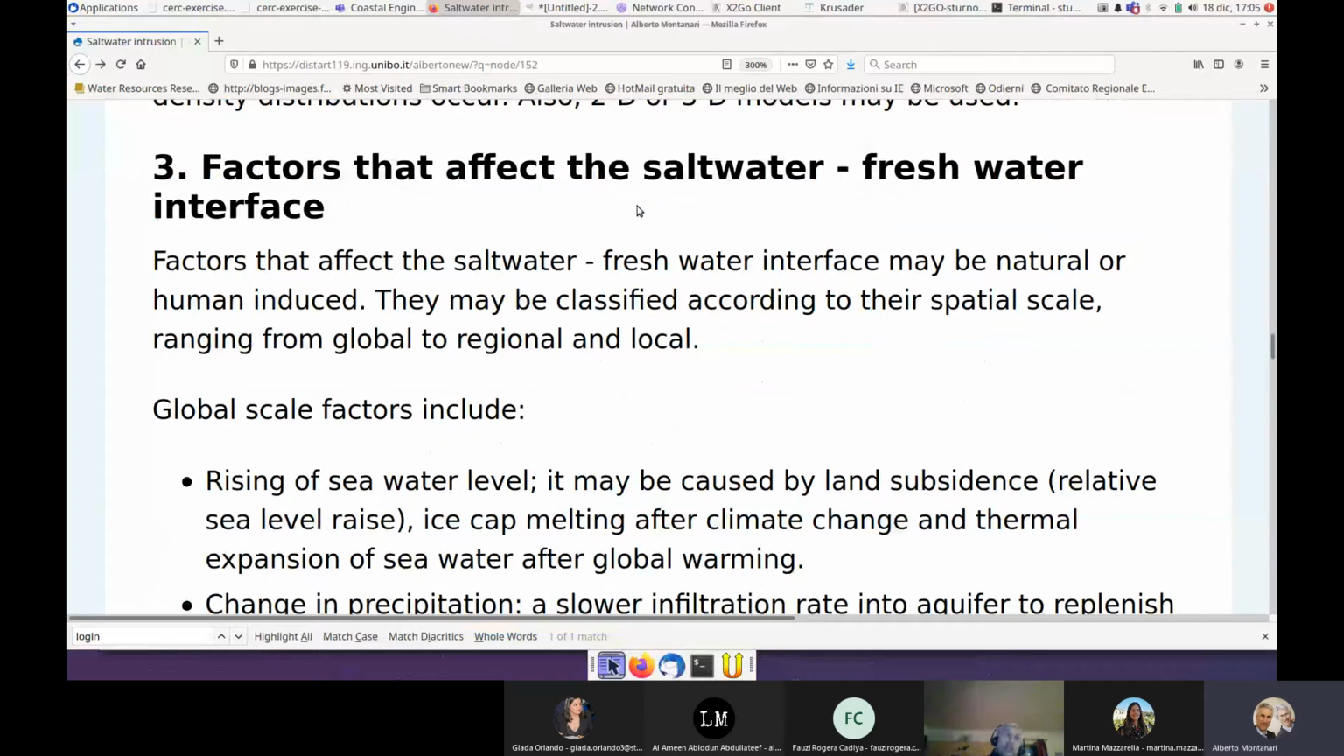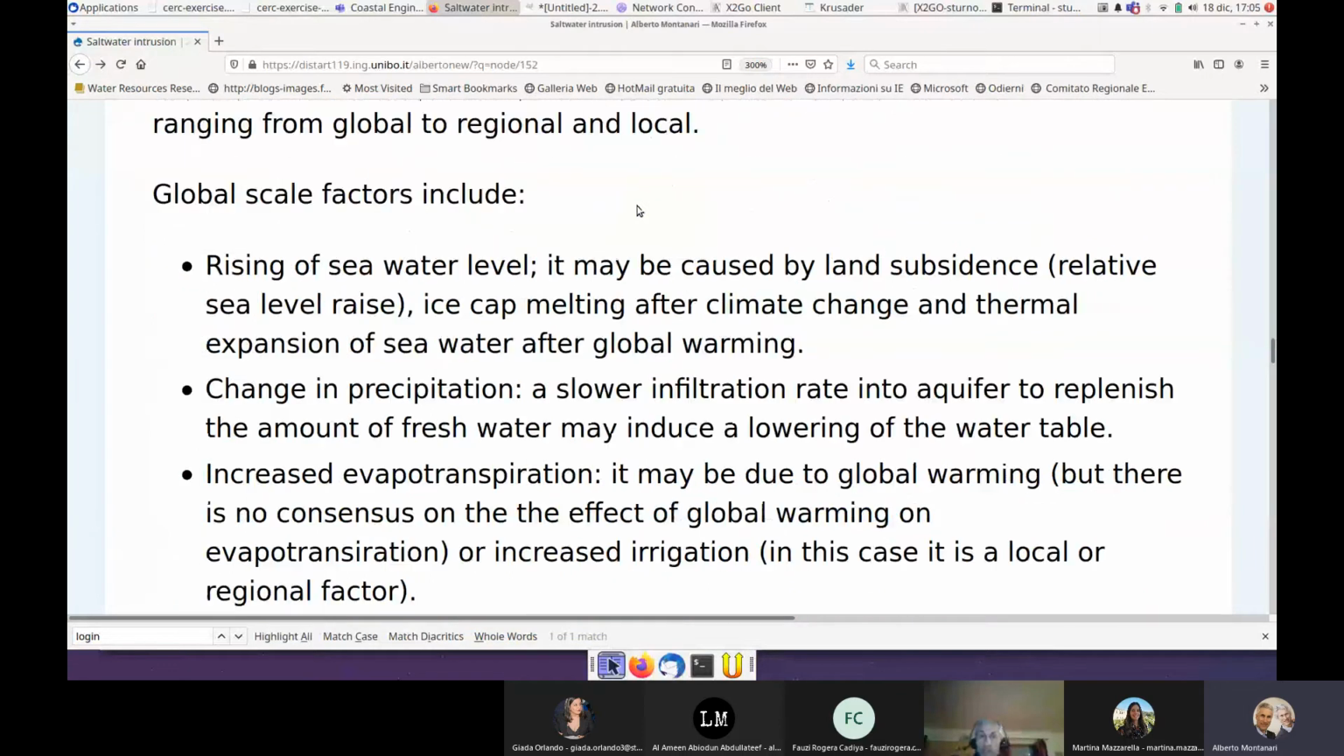Our assumptions are realistic. So we already discussed the rising of seawater level, and it may be caused by land subsidence or ice cap melting after climate change, and thermal expansion of seawater after global warming. This is another very interesting effect. Global warming affects sea level rise not only through melting of the ice cap, but also through expansion of the fluid in the ocean.